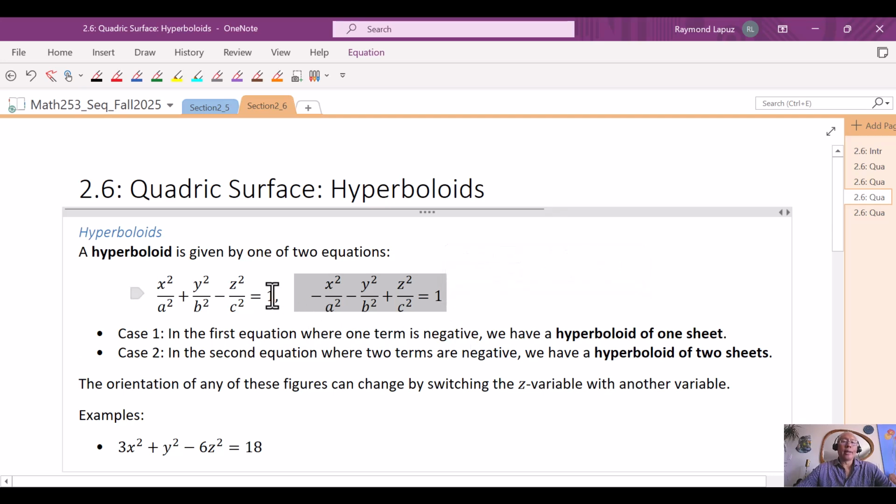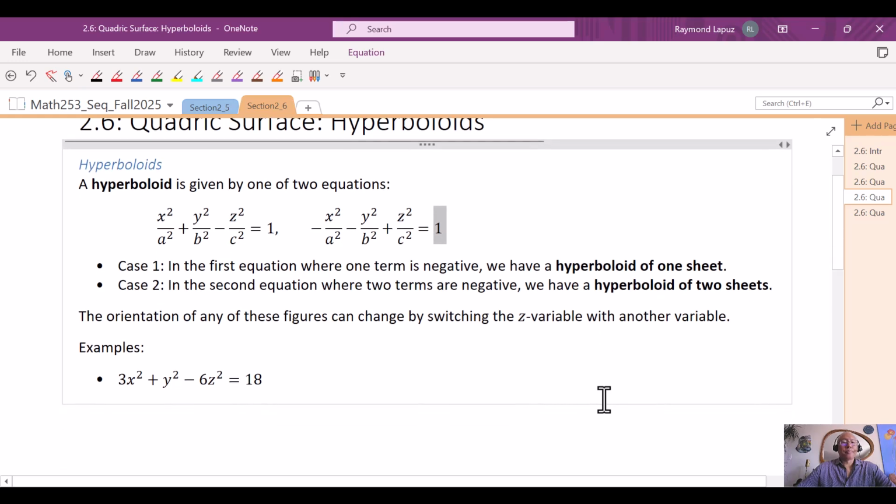Now remember that the right hand side, or the constant side, has a positive 1. That's because if the right hand side was a negative number, then we would imagine switching all the signs on the other side to make this a positive 1. And when that's the case, your signs switch and then it becomes a hyperboloid of 2 or 1 sheet instead.